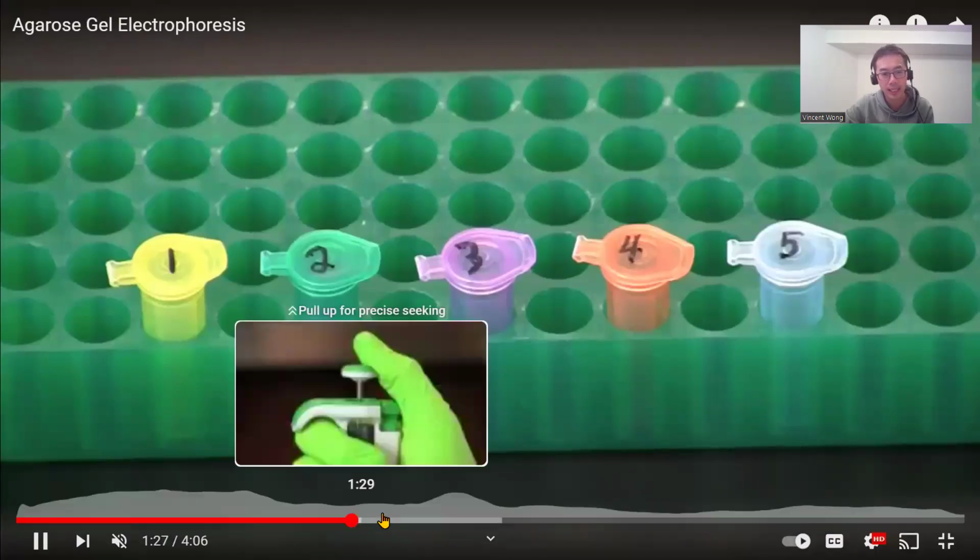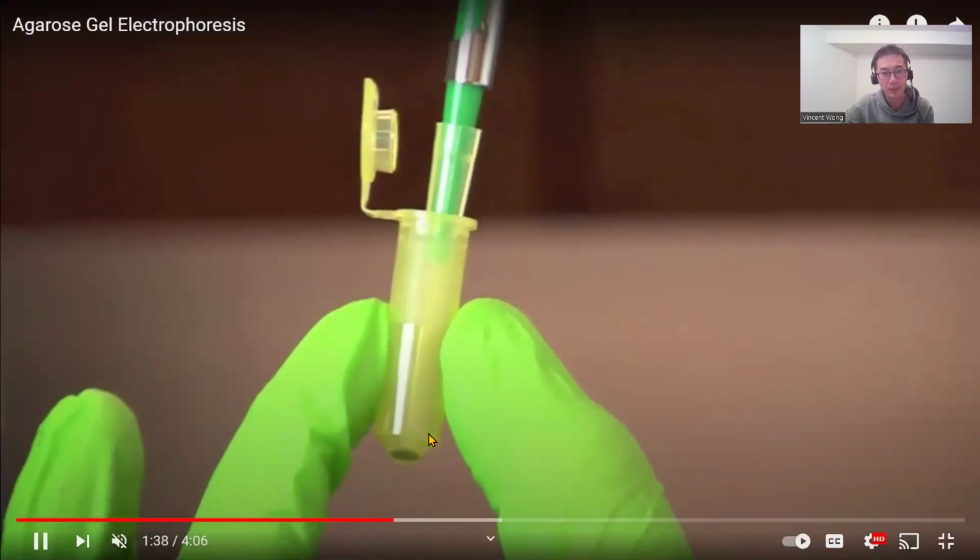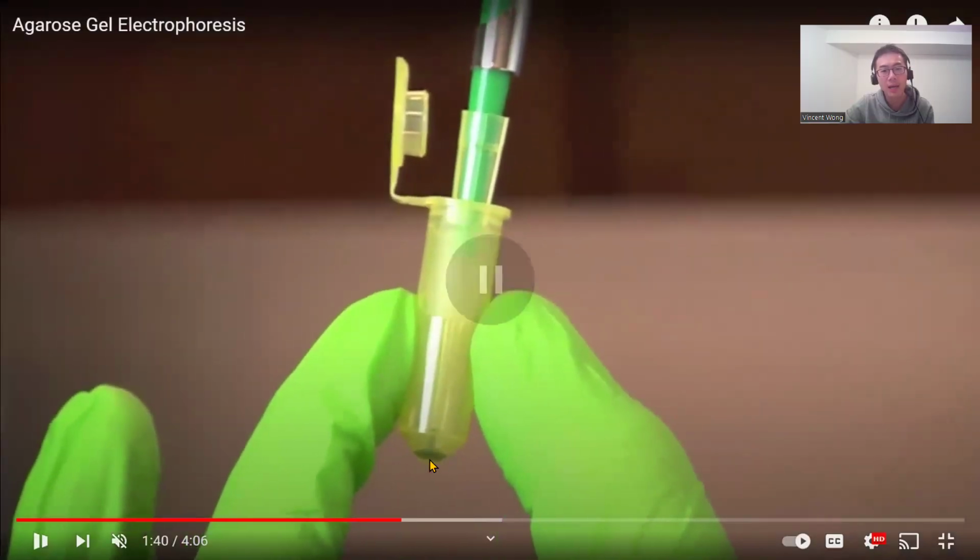These are the DNA samples, and you actually have to add a blue dye to the DNA. Okay, because the blue dye is heavy, it will help the sample sink into the well. If you don't add the dye, the DNA sample is just going to come out of the well and it just goes all over and you will lose the sample.